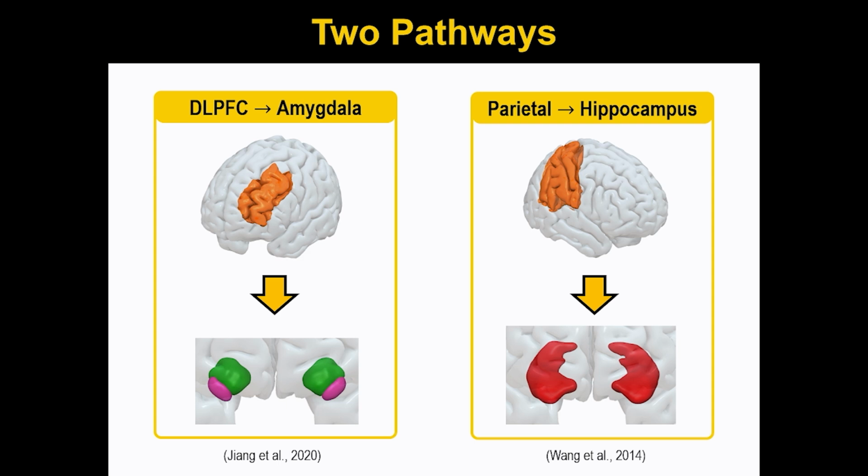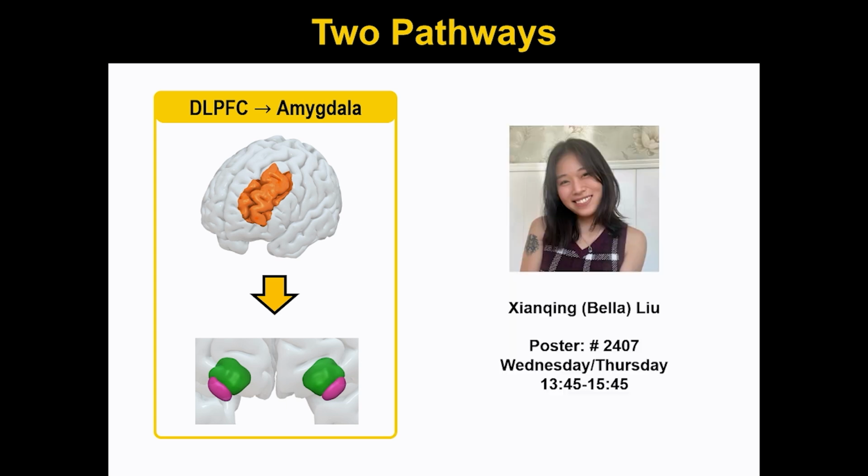And the second is the parietal cortex to the hippocampus, which has been investigated by Joe Wall's group, just shown in Andrew's slides. For the first pathway, my first-year graduate student, Xianqing Liu, will present her poster on Wednesday and Thursday. If you are interested, please stop by for more details. And here I will just highlight some main findings.